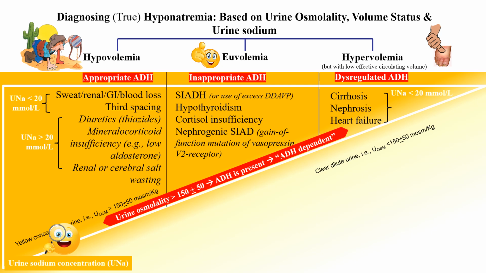In euvolemic hyponatremia, the kidneys don't care about holding on to sodium. For this reason, urine sodium concentration basically reflects dietary sodium intake and is typically greater than 30 to 40 millimoles per liter.